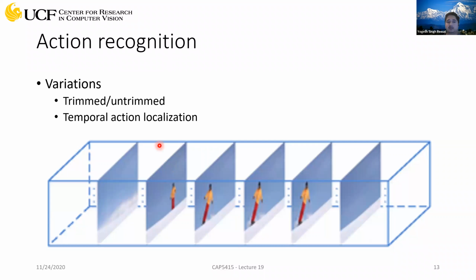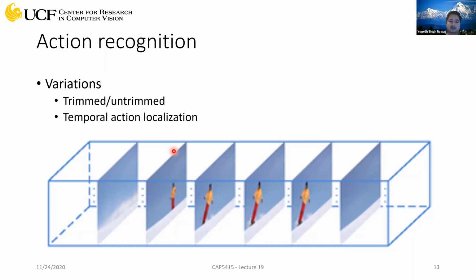Another interesting variation of action recognition is, what if you have a trimmed or an untrimmed video? So let me try to explain what a trimmed and untrimmed video is. Let's say you have a video and it has 30 frames, right? And from the first frame until the last frame, some action is being performed. All right. So that's called a trimmed video. It means that you don't have any background frames in that video. In all the frames which are present, that action is being performed.